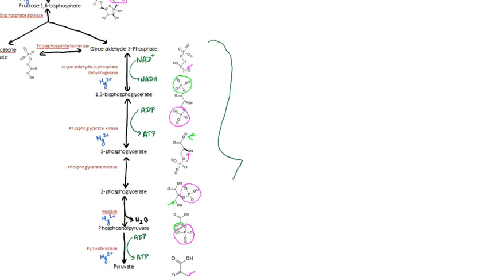Do remember that you have 2 molecules of glyceraldehyde 3-phosphate. Therefore, this process will happen twice per glucose molecule, so you'll get 2 pyruvate molecules at the end of glycolysis. Here is the overall picture. Take a look at the flowchart provided on this page for glycolysis.